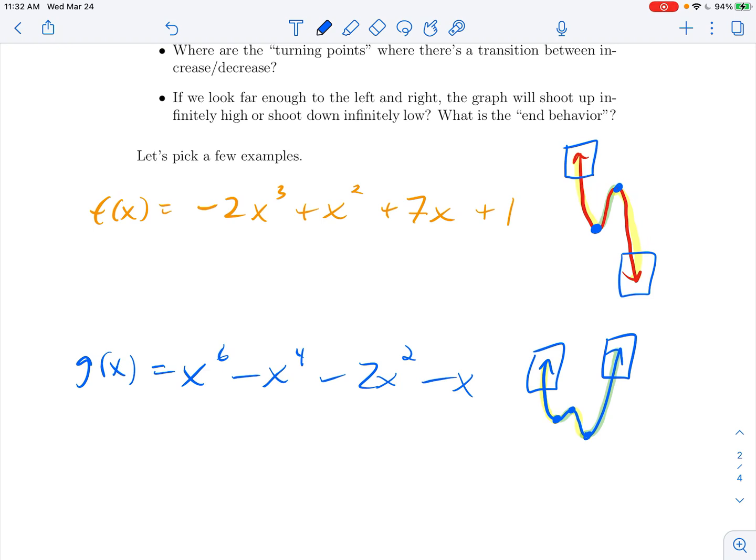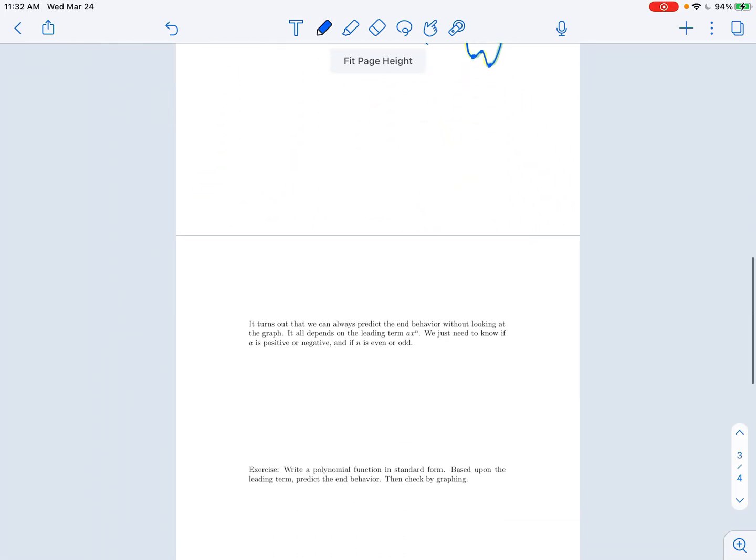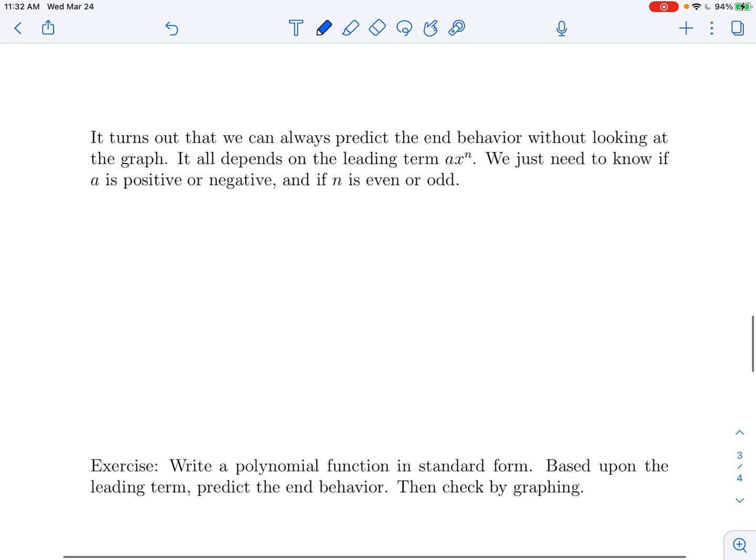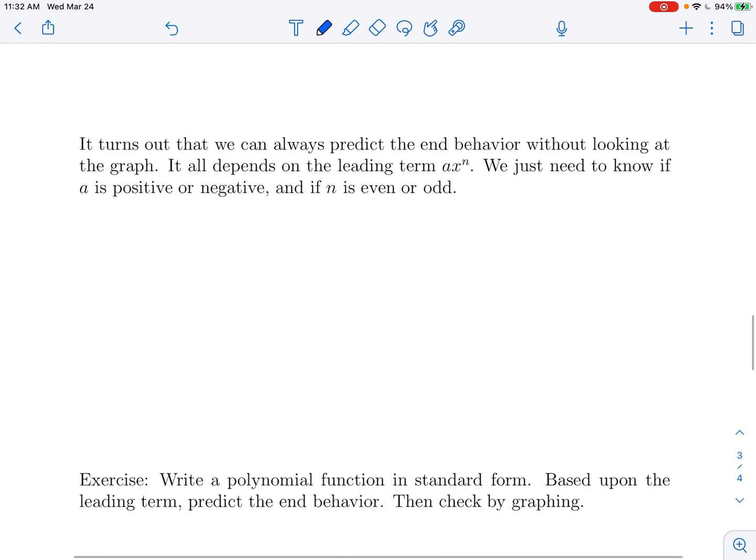Sometimes graphs go up, sometimes they go down. For a polynomial function, you want to pay attention to that pattern of how it's going up or down or changing. And it turns out that the end behavior can be predicted by the leading term. So the leading term would be the one you write first in standard form.